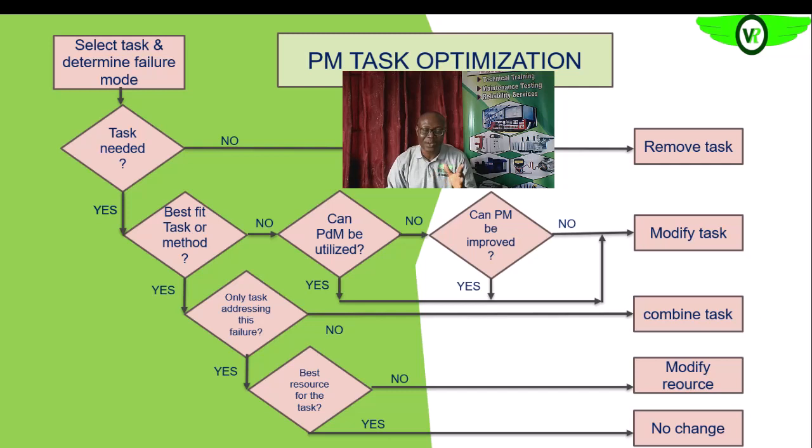If it is a yes, they are the best, there's no need to change that maintenance task. So now we have seen that the task is needed. It is the best task or maintenance method to take care of that failure mode. Then it is the only task that addresses that failure mode. And also those that are deployed presently in our facility to carry out that maintenance task, they are the best for that task. Of course, there's no need to change it. Are we getting it? So what will happen is that we leave that maintenance task. So those are the things that we need to do to optimize our maintenance process.